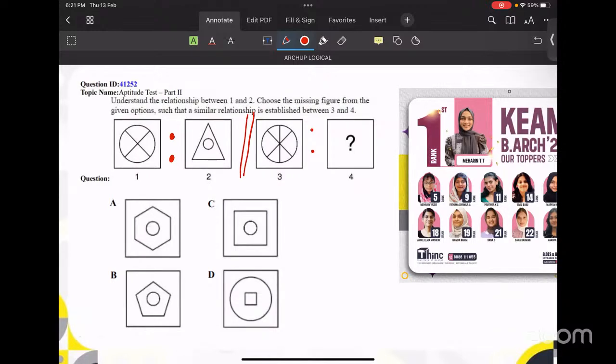So over here the number of lines is 2. Here the number of lines is 3. And the outer figure comes inside this. So here the number of lines equals 3, so we are expecting a number of lines equal to 4. Which is a figure having 4 sides, a square, and that circle will come into the center. Logic number 1, we will choose option C.